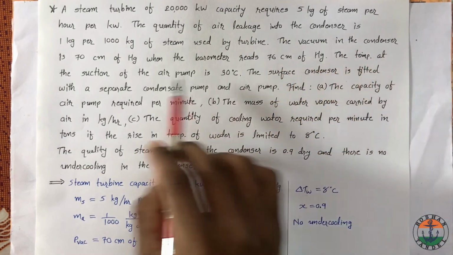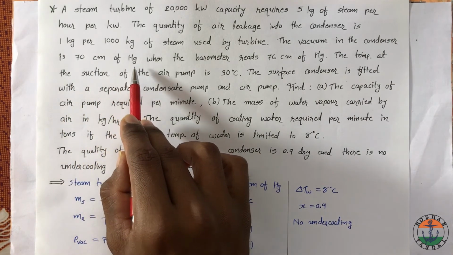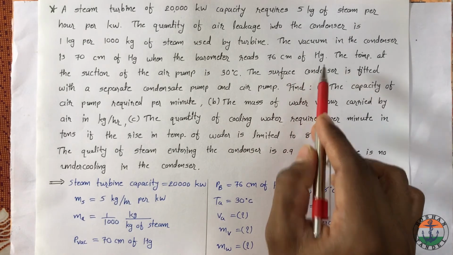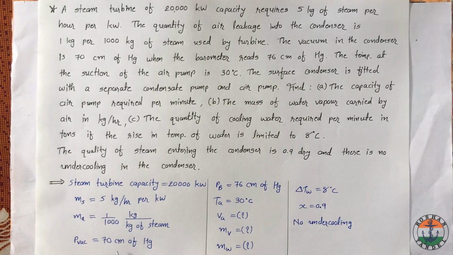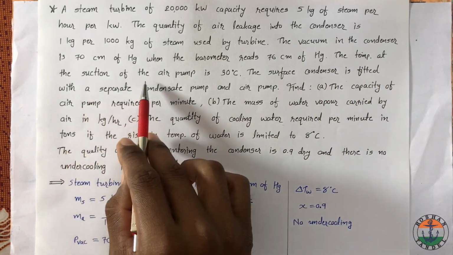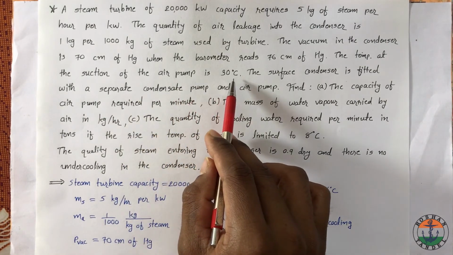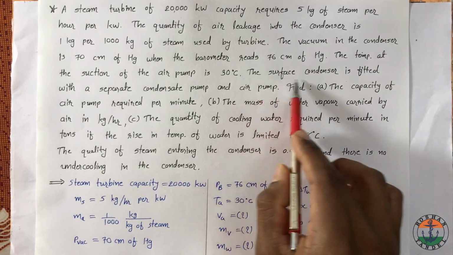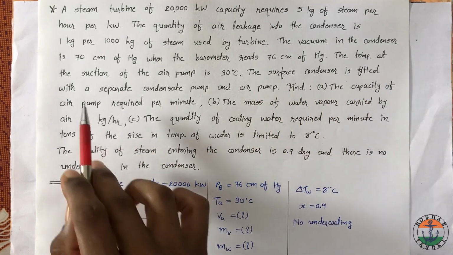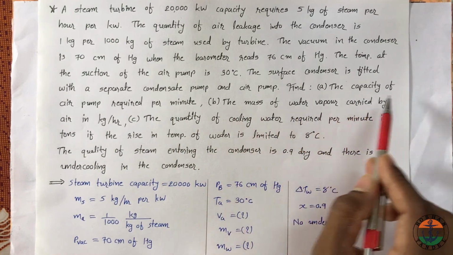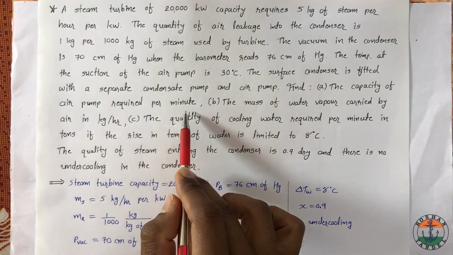The vacuum in the condenser is 70 cm of Hg when the barometer reads 76 cm of Hg. P vacuum is 70 cm and barometric pressure is 76 cm. The temperature at the suction of the air pump is 30 degrees Celsius, TA is 30 degrees Celsius. The surface condenser is fitted with a separate condensate pump and air pump. Find the capacity of air pump required per minute.